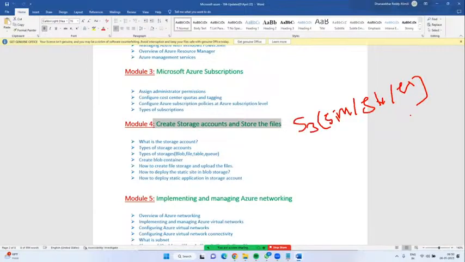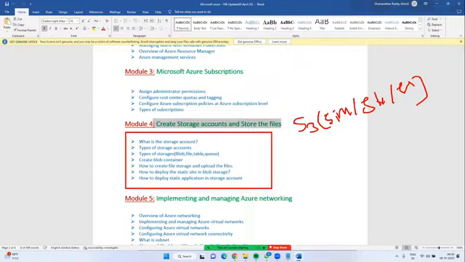Now here in Microsoft, we have different types of services. Based on our requirement, we will consume the services. We have storage, blob, file, table, queues, etc.